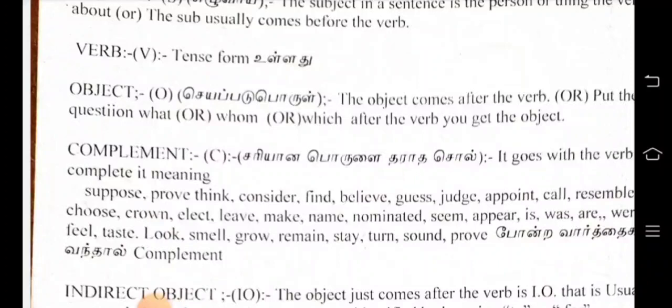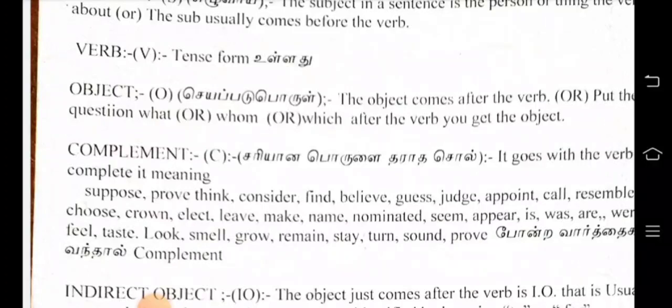Simply, it can be written as C. Now S is called subject, V is called verb, O is called object, and C is called complement. And then the object can be divided into IO and DO.